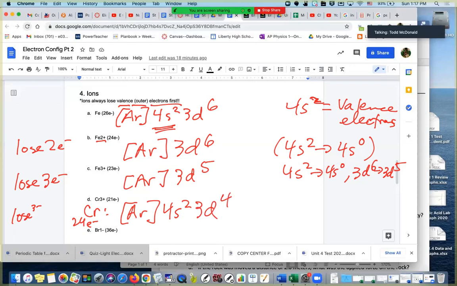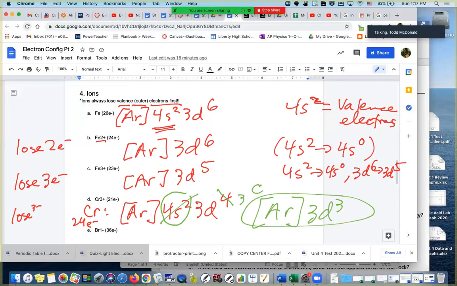Okay. Now, if I want to get rid of valence electrons, I've got to lose 3 of them. The first 2 I'm going to lose are these. Okay. And then the 3rd one I'm going to lose is this. So our new, for the ion, we're going to take argon, and then we're going to have 3d3. This is what Cr3+ looks like. I think it's important that you write out the neutral first before you try to remove the electrons. I think it's essential that you see it so you can kind of identify that you had 2 in the outermost energy level that had to go away first.